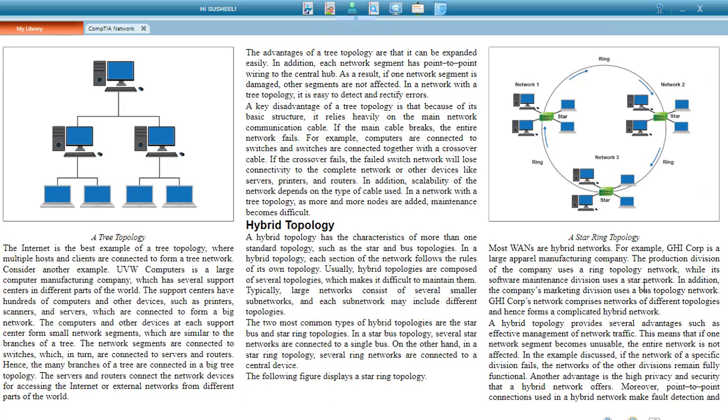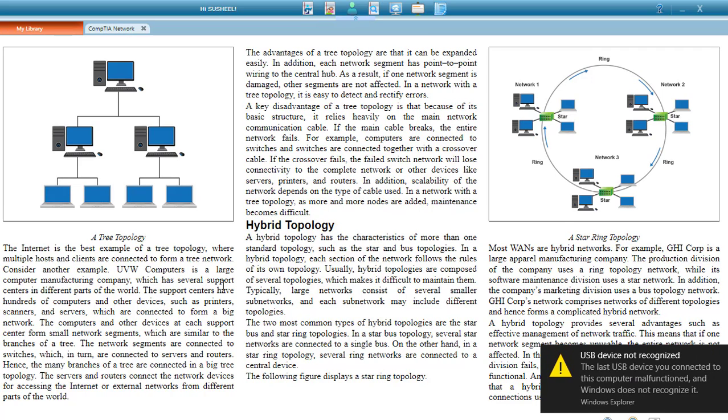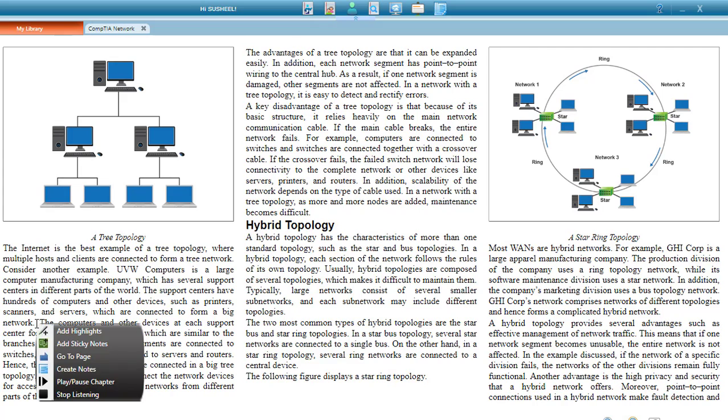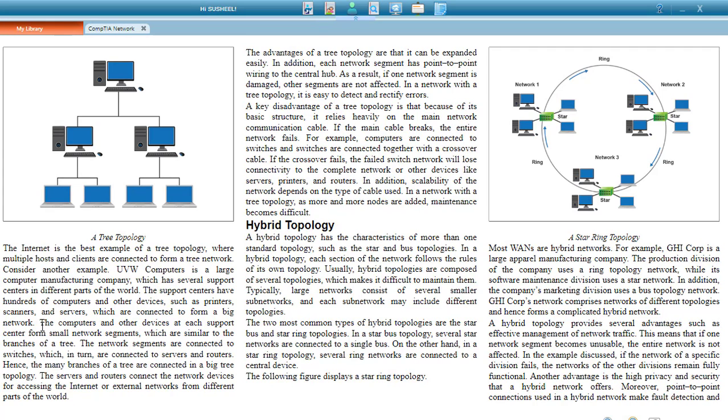A tree topology. The Internet is the best example of a tree topology, where multiple hosts and clients are connected to form a tree network. Consider another example. UVW Computers is a large computer manufacturing company, which has several support centers in different parts of the world. The support centers have hundreds of computers and other devices, such as printers, scanners, and servers, which are connected to form a big network.